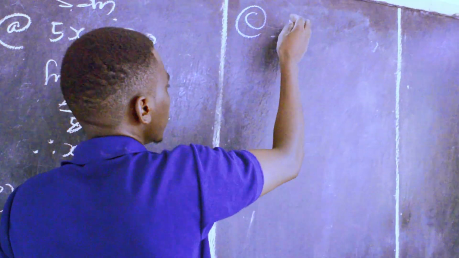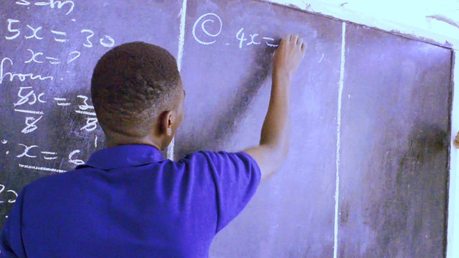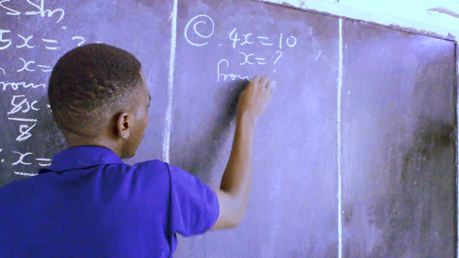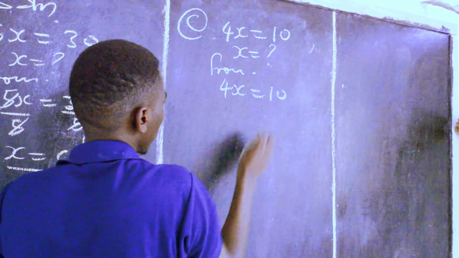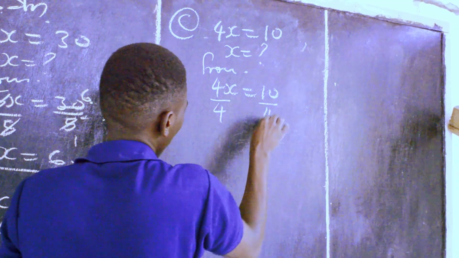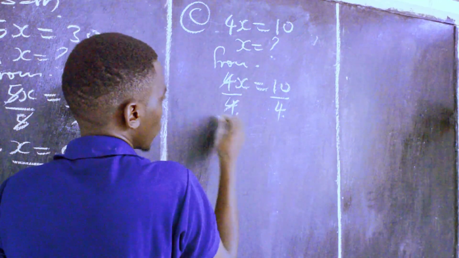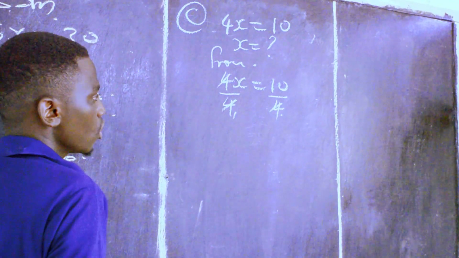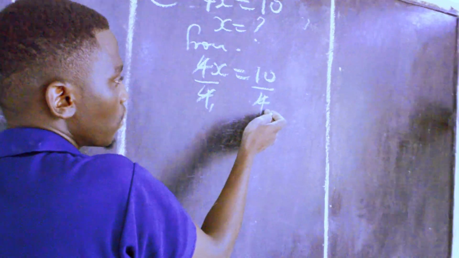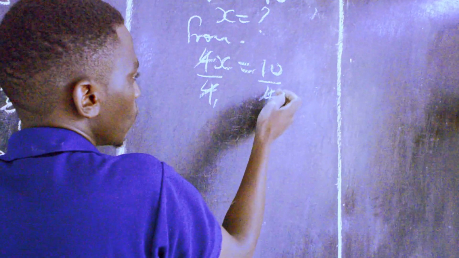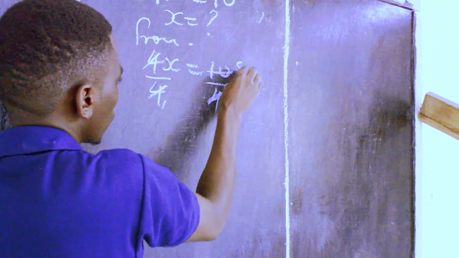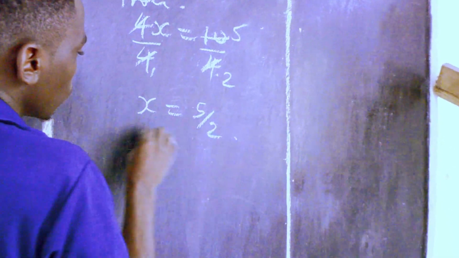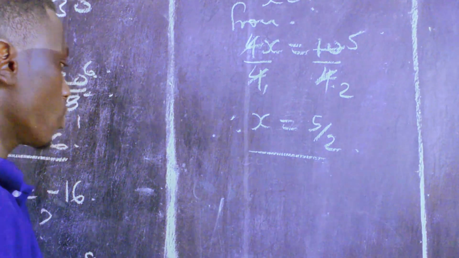And C we have 4x is equal to 10. We are finding the value of x here. So from the equation above, you have 4x is equal to 10. Here you divide by 4 on both sides. The 4s cancel, but 10 cannot be divided by 4 directly. If you see we have 10 and we have 4, the number which can divide both 10 and 4 is 2. By 2 you get 2, by 2 you get 5. So x will be equal to 5 over 2. This is the required value of x.